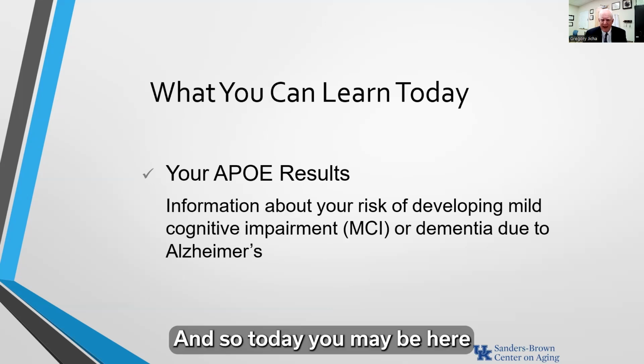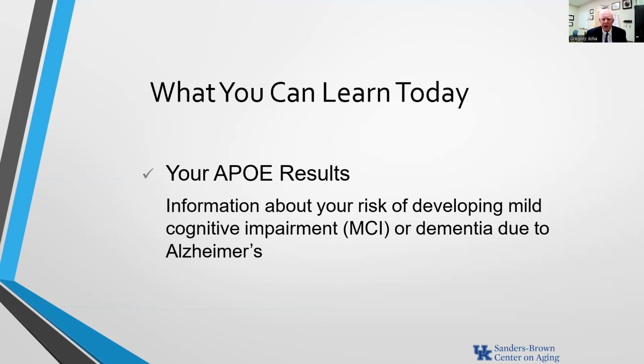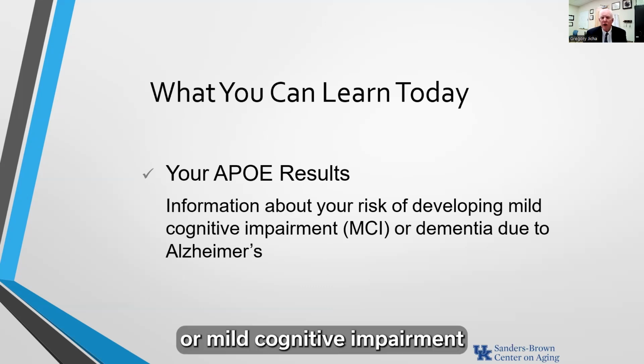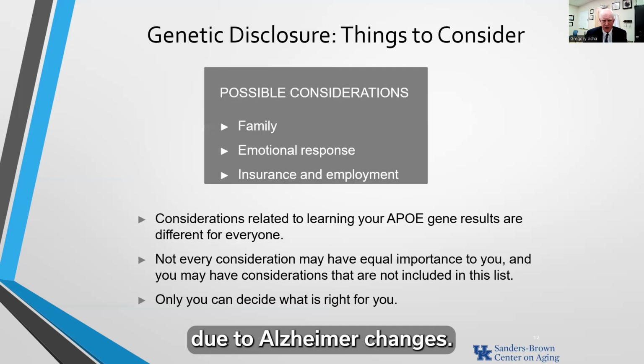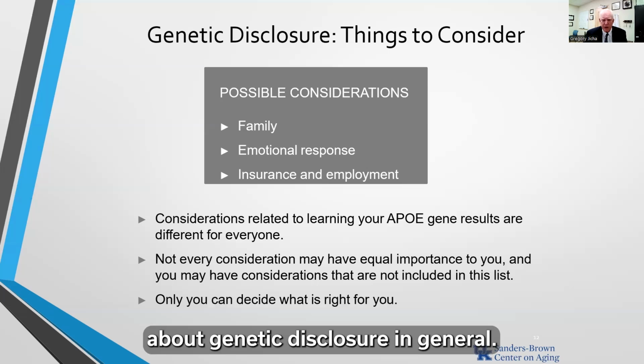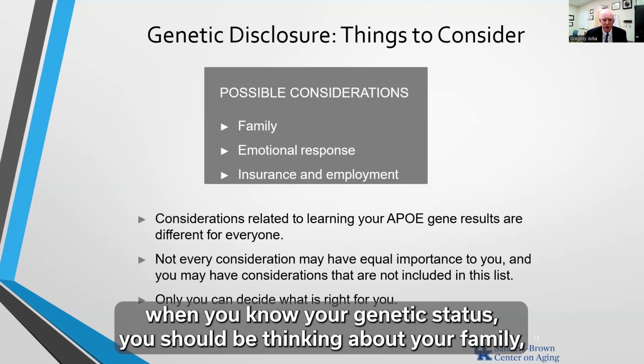And so today, you may be here to learn your ApoE test results. And this may help you understand your future risk for Alzheimer's disease or mild cognitive impairment due to Alzheimer changes. Now, before we go further, we should stop and talk about genetic disclosure in general. There are certainly some things we should consider that are important when you know your genetic status.